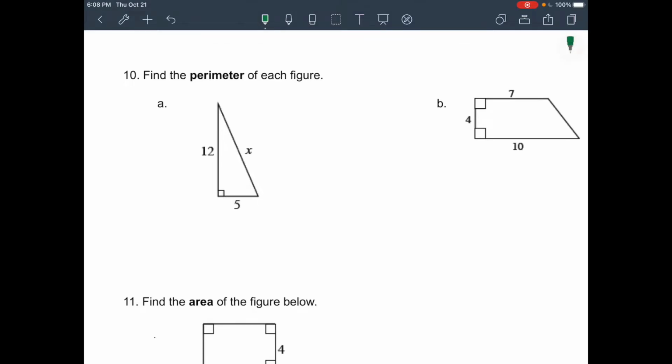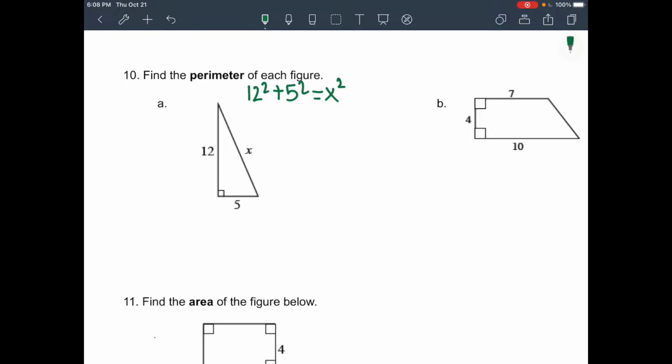All right, number 10, it says find the perimeter of each figure. So on the first one, we first have to find the missing side, and then we can find the perimeter. To find the missing side, we're going to do Pythagorean Theorem. So we're going to do 12 squared plus 5 squared equals x squared.